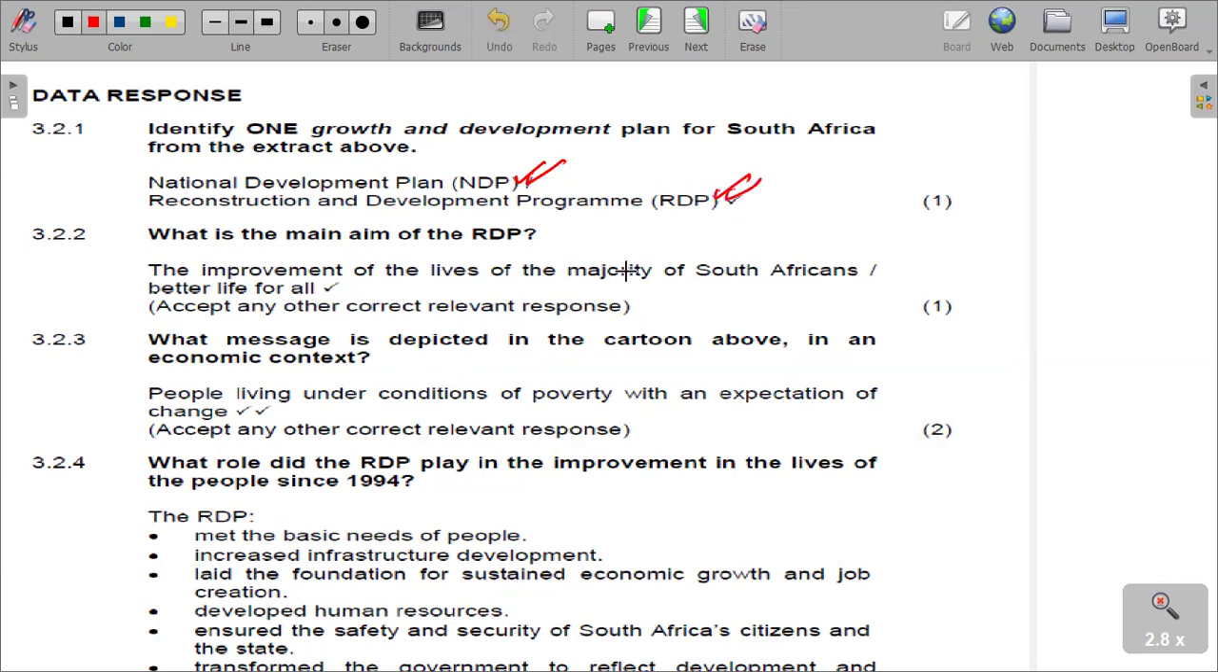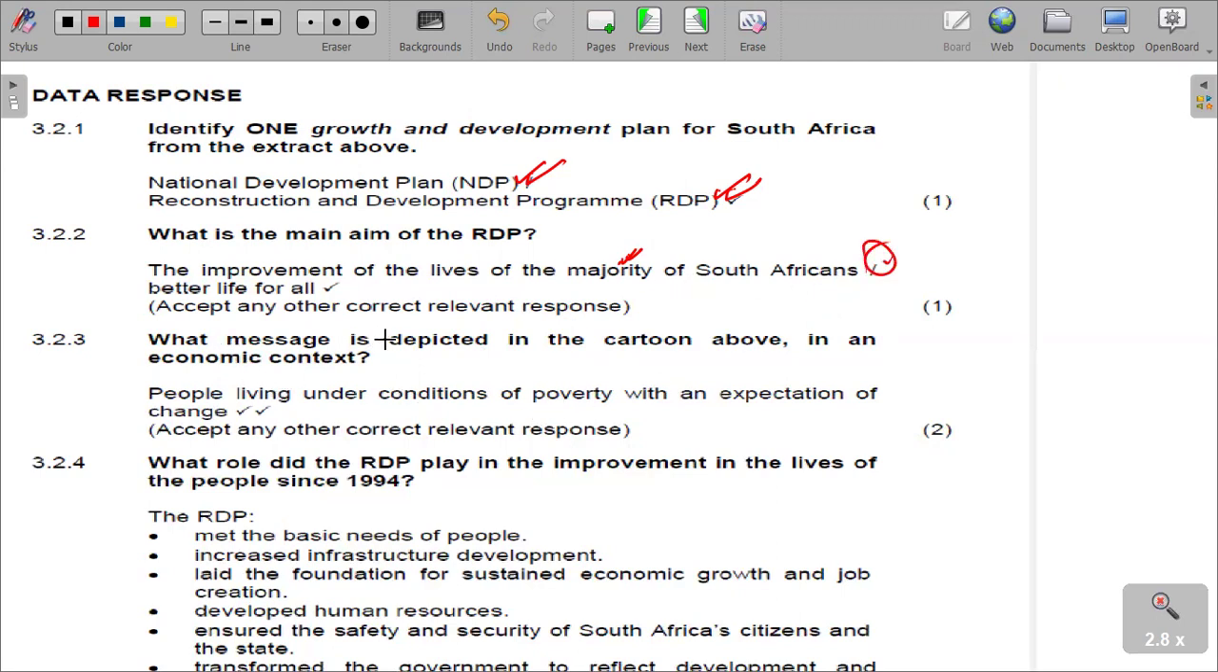And then what is the main aim of the RDP, the Reconstruction and Development Plan? We are saying it actually focuses on the improvement of lives of the majority of South Africans, also a better life for all. The Reconstruction and Development Plan actually focuses on bettering the lives of all South Africans, that is to say the majority of South Africans, many South Africans have better lives. That is what we are saying in that regard there.